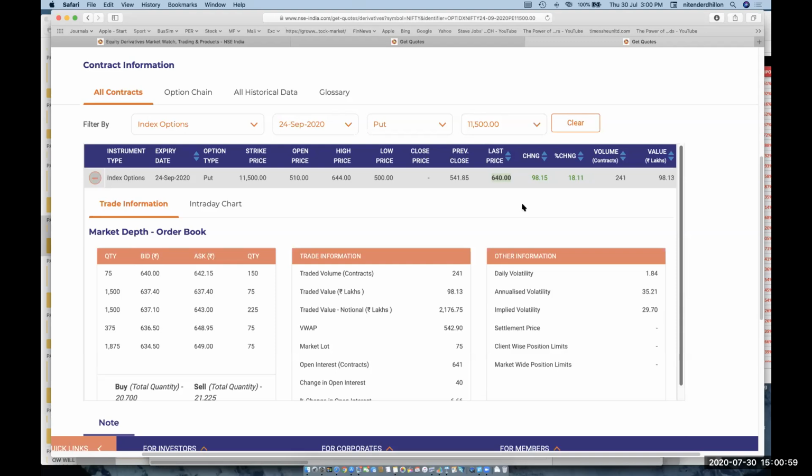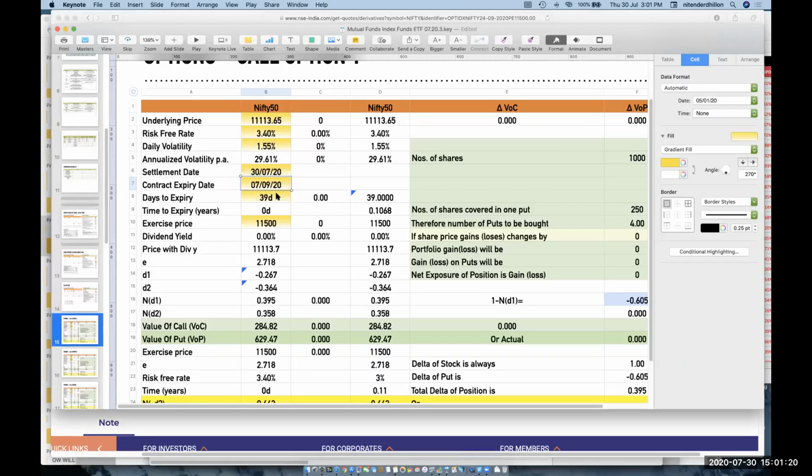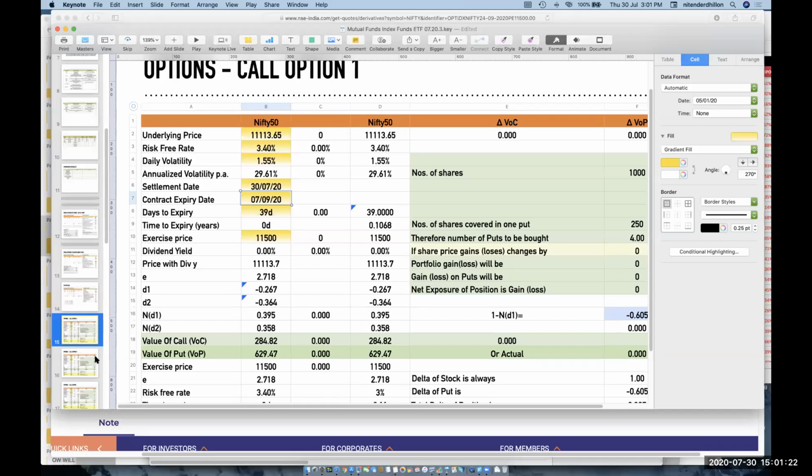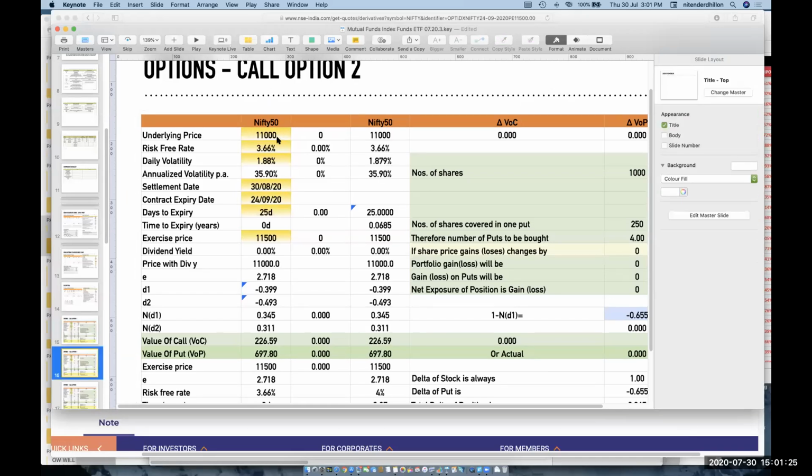Okay. Now let us say I am not going to hold all this up to 24th of September. I'm going to be trading in the put option. So take another scenario now. Let's say आज की तारीख में मैंने पुट ऑप्शन खरीदा है 640 में. Okay, and this is call option, scenario 1. Option 2 scenario is, let us say the market has actually plummeted to 11,000.